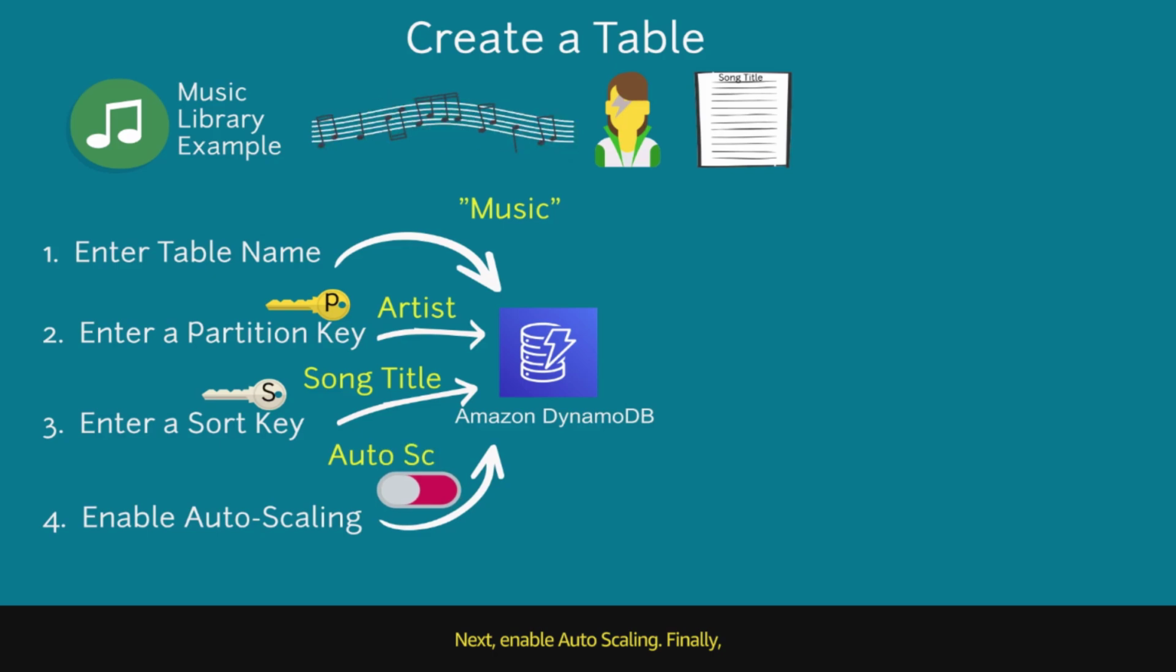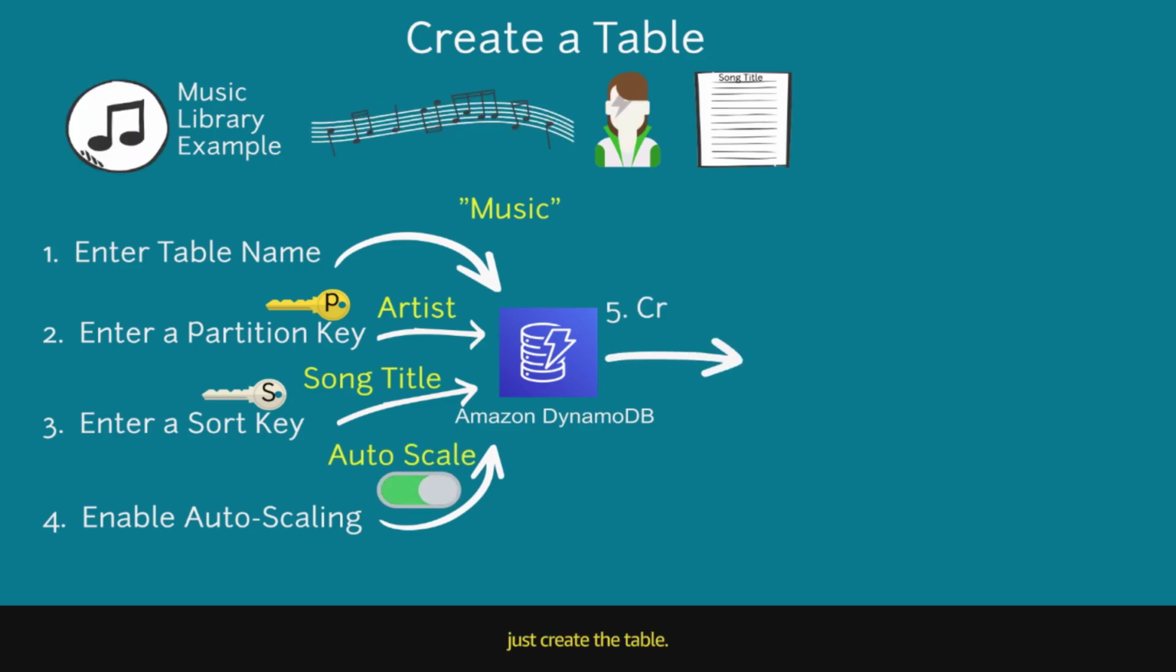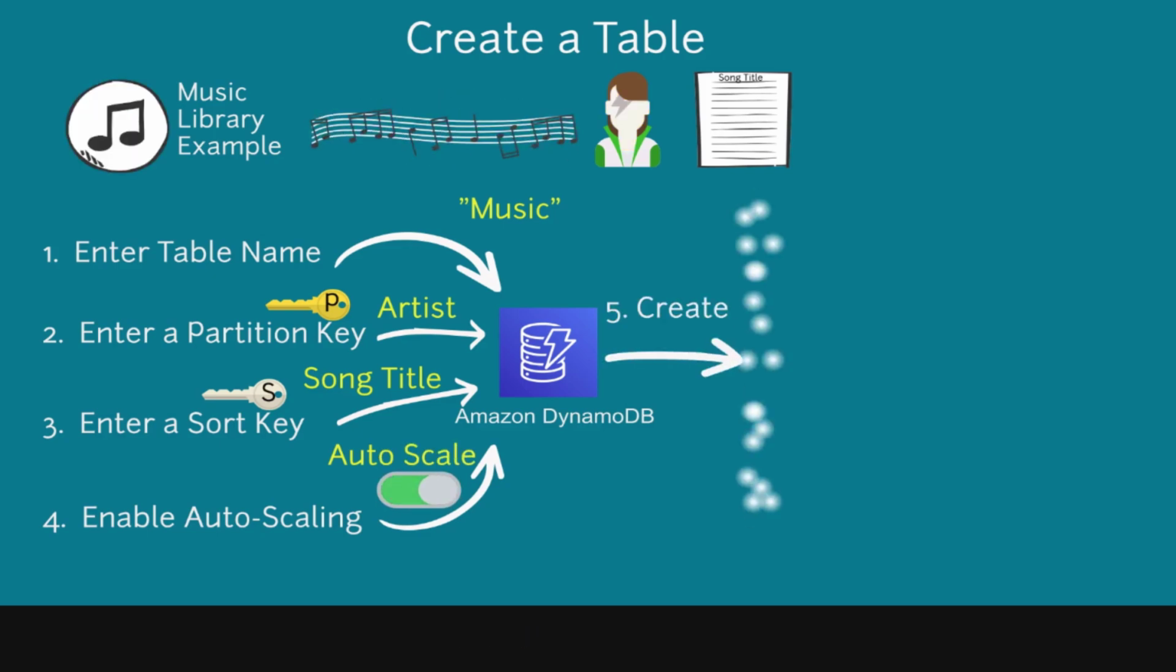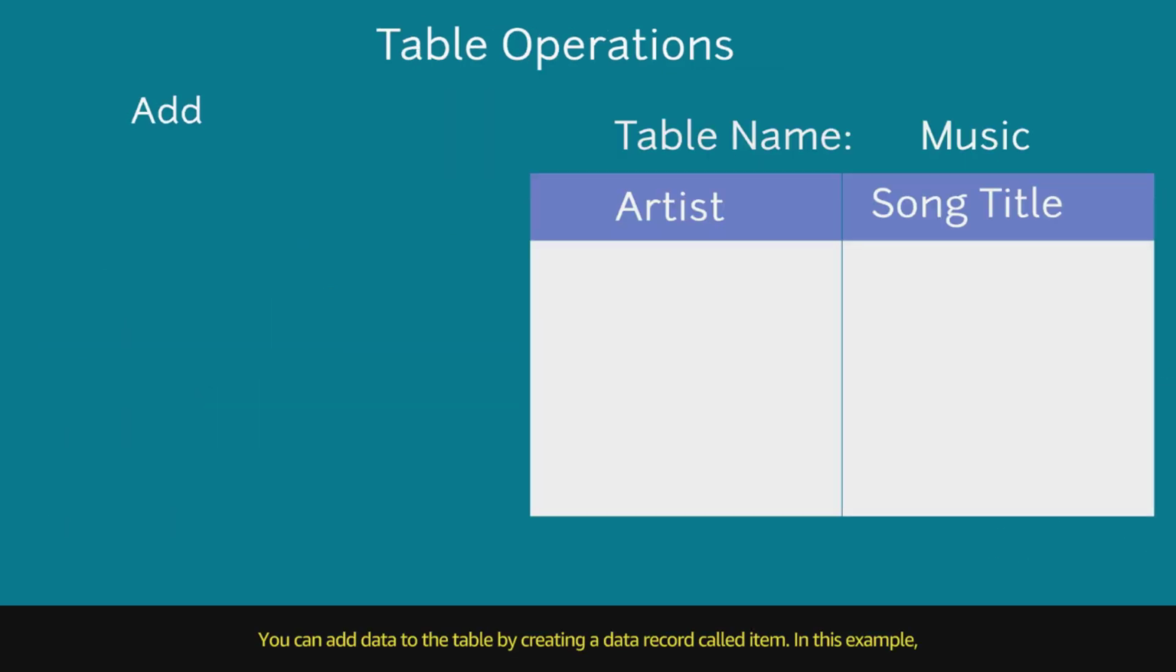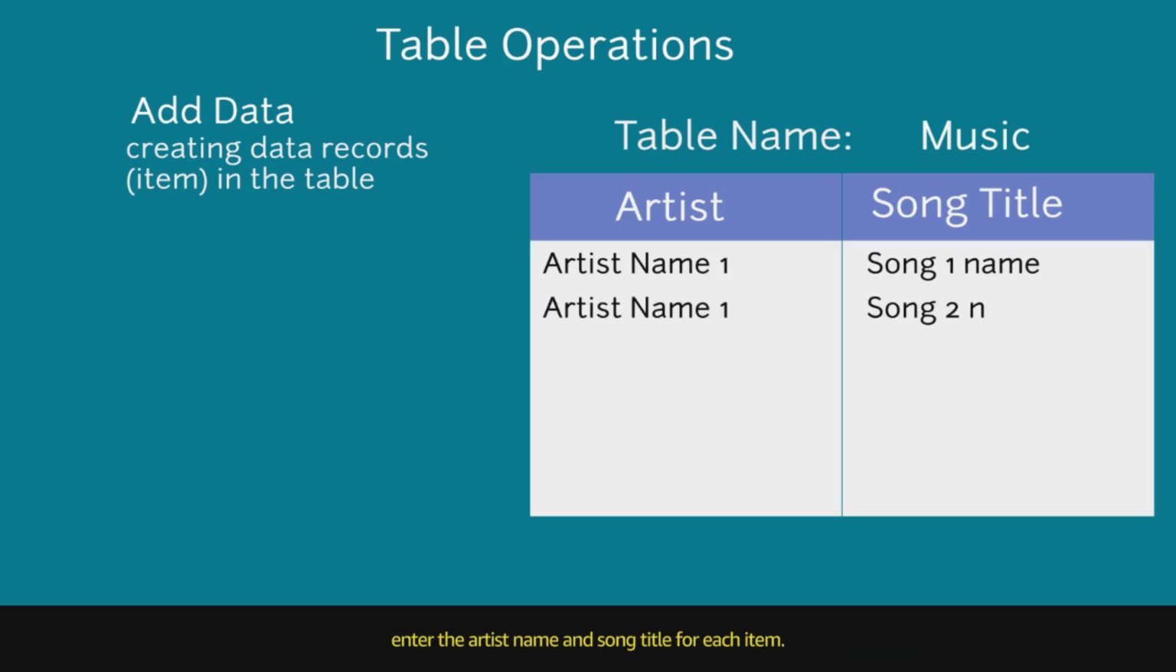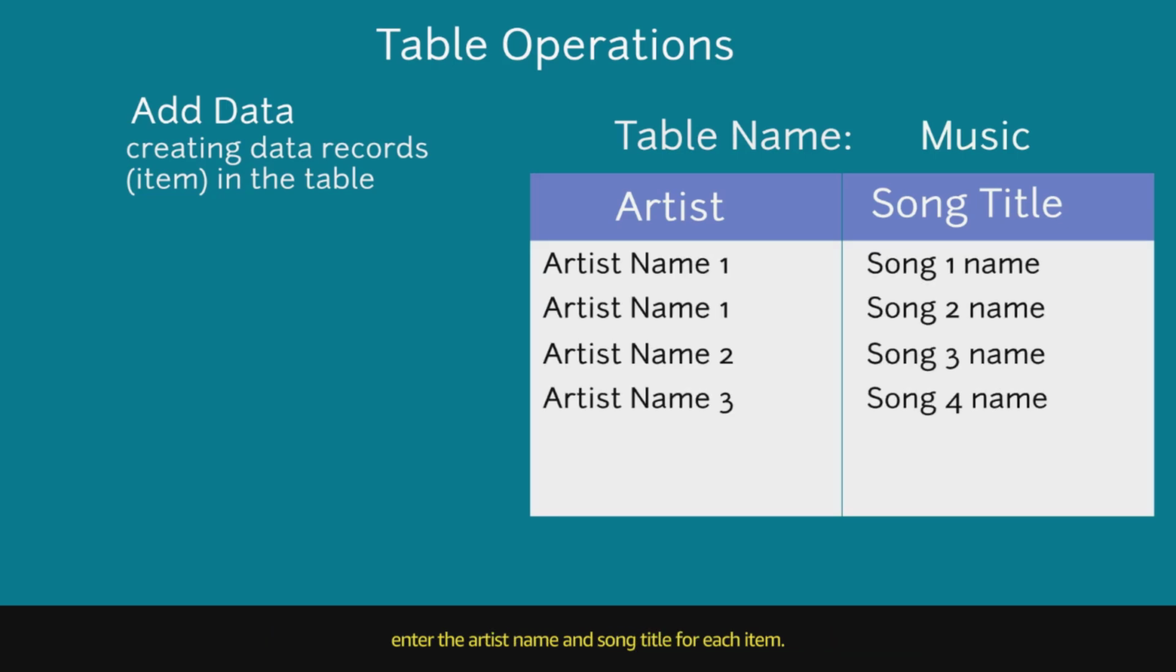Next, enable auto-scaling. Finally, just create the table. The music table is created and ready to use. You can add data to the table by creating data record called item. In this example, enter the artist name and song title for each item.